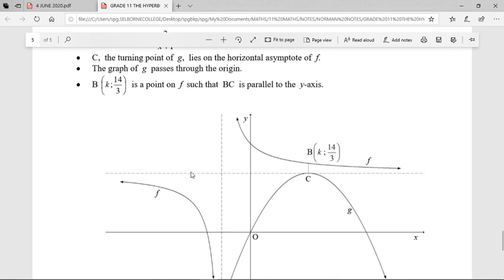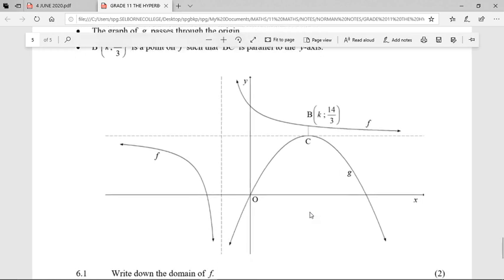The graph of g, our parabola, passes through the origin. There it is there. So there's a point that we might need to sub in later, of (0; 0). B, which is (k; 14 over 3), is a point on f. Right? There it is, B, (k; 14 over 3). It's on the hyperbola such that BC is parallel to the y-axis. Right? If BC is parallel to the y-axis, it would mean that the x value of B, which is k at this moment, and the x value of C would be the same. Happy? So we've read through the question carefully and we've got a feeling for what it's all about.